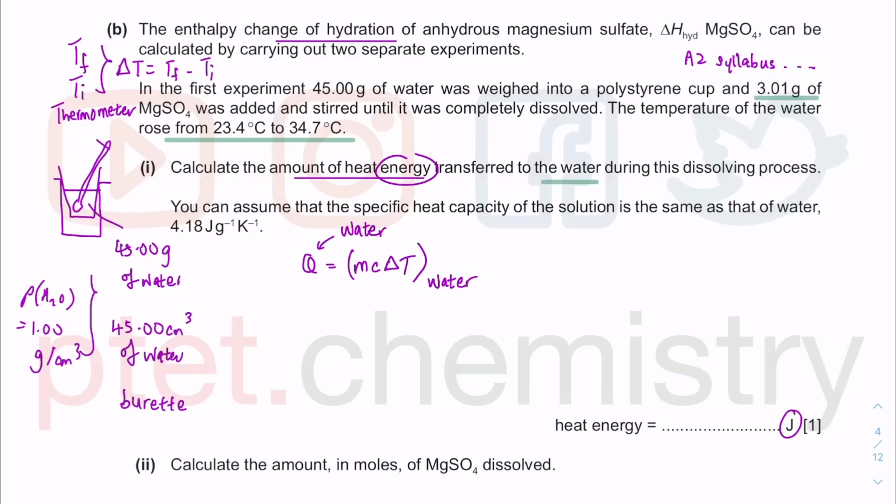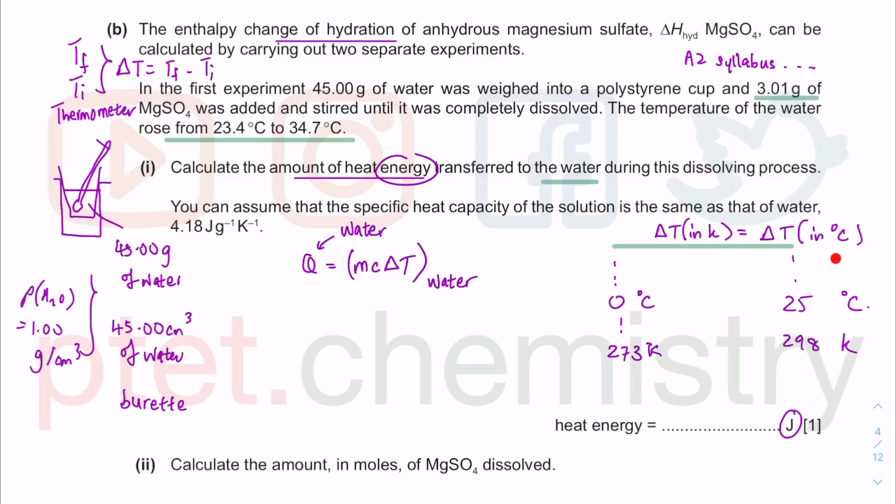Because C is the heat capacity, is the energy required to raise the temperature of 1 gram of water by 1 Kelvin. This delta T is change in temperature. When you have a change in temperature, whether you're talking about, let's say, 0 degrees Celsius to 25 degrees Celsius, then it's the same as talking about 273 Kelvin to 298 Kelvin. You will see that the change in temperature is the same because we are talking about a difference there. So it doesn't make a difference. You don't need to add 273 because this is change in temperature.